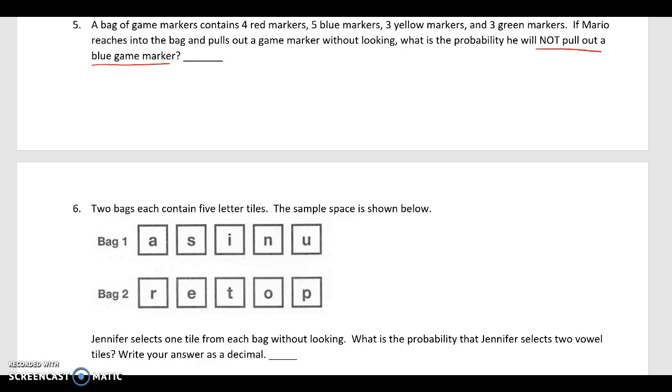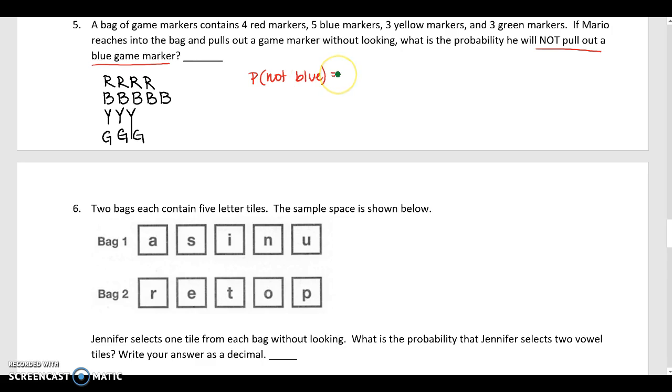Okay, so first let's go ahead and write out our sample space. So we have 4 red, 5 blue, 3 yellow, 1, 2, 3, and 3 green, 1, 2, 3. Okay. He reaches into the bag and pulls it out. What's the probability of not pulling out a blue marker? So probability of not blue.